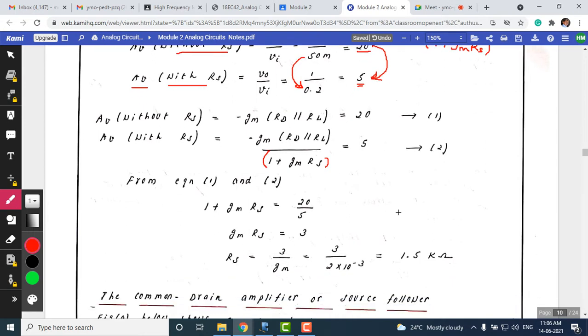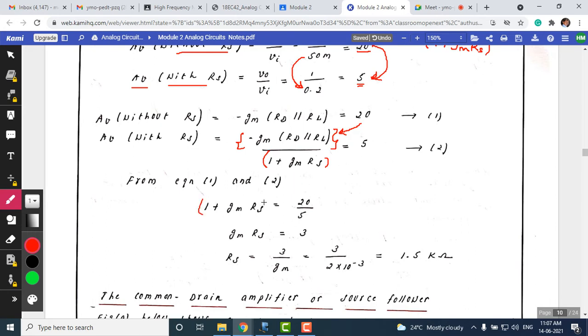Now we can see 1 plus gm into RS. We can substitute 20 for minus gm into RD parallel with RL. If you take it to the numerator, you can see our 1 plus gm into RS becomes 20 by 5. So in place of this entire value, which I show in the curly bracket, you can just substitute 20. By this you can transfer it here, and this you can take to the right hand side.